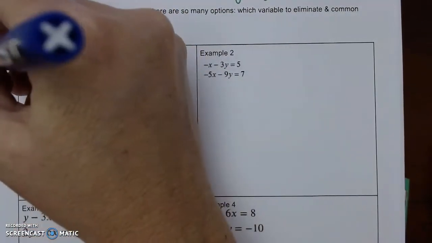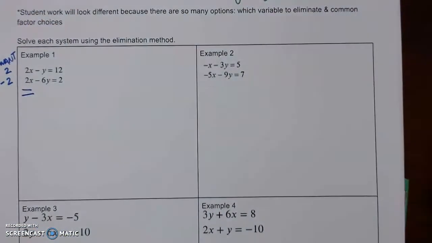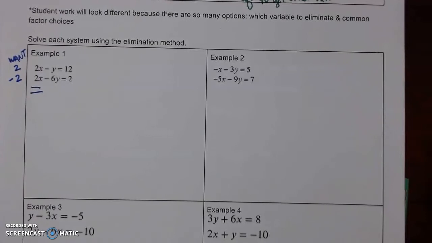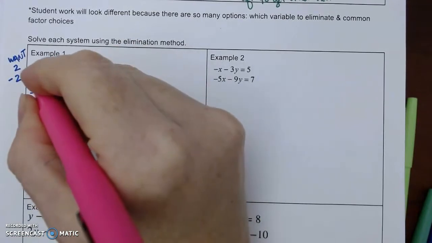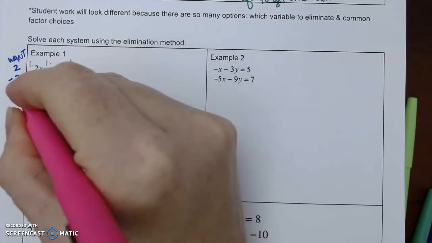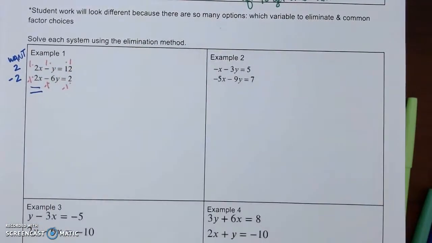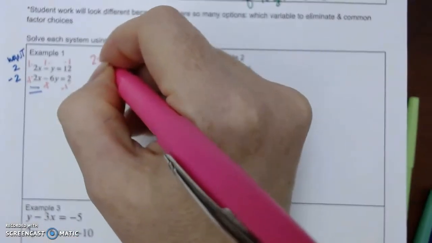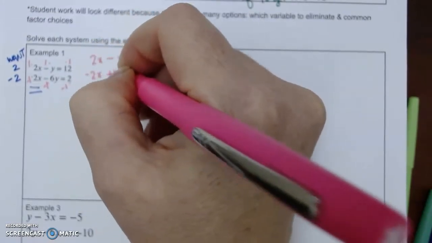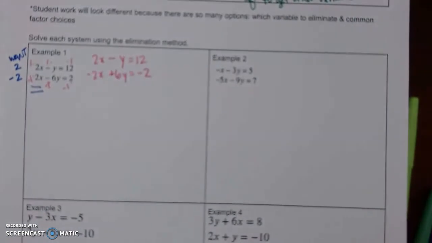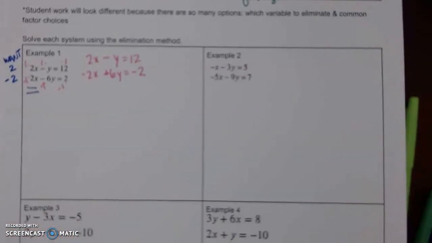I want one of them to be 2, and I want the other one to be negative 2. So you need to figure out what we multiply by. Here we don't need to do anything because we're just going to multiply by 1, and here I'm going to have to multiply by a negative 1. Remember, if you do it to one term, you have to do it to all terms. So I'm going to get 2x minus y equals 12, and negative 2x plus 6y equals negative 2.